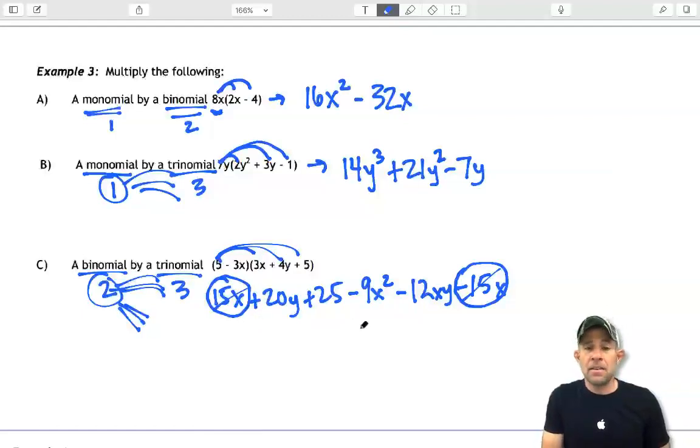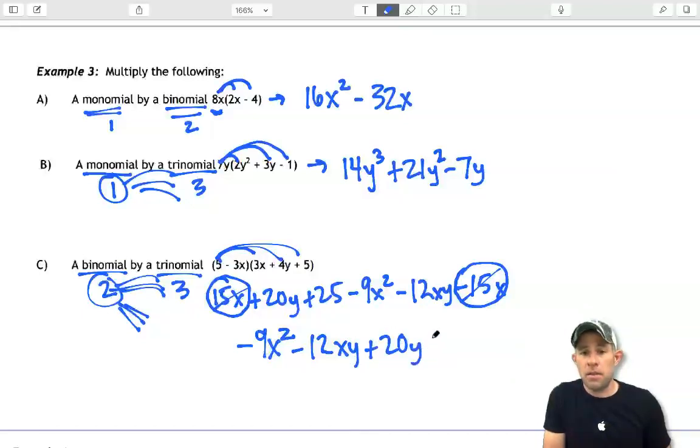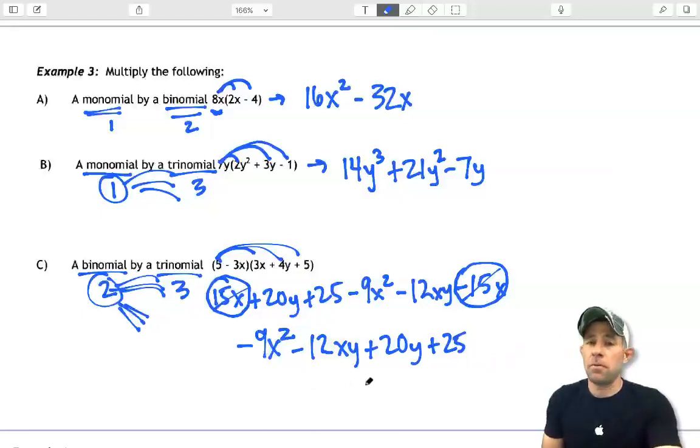And the next task is to make sure we write this in standard form. So our highest degree here looks like it's 2. I'm going to start off by writing it as negative 9x squared minus 12xy. My next one should be plus 20y, and then finally plus 25. So here is my binomial times my trinomial.